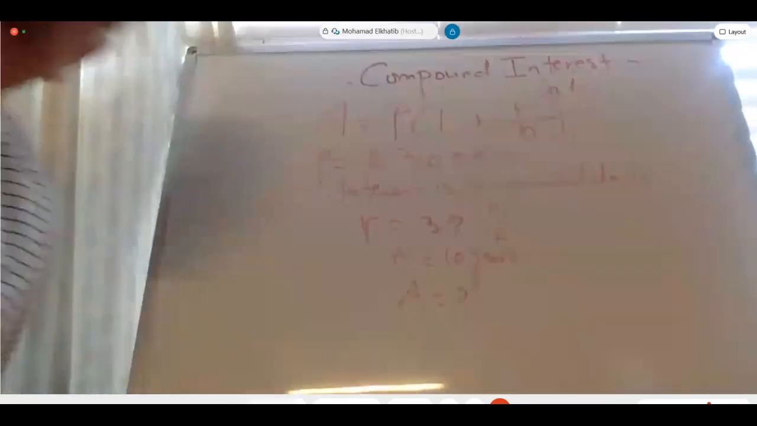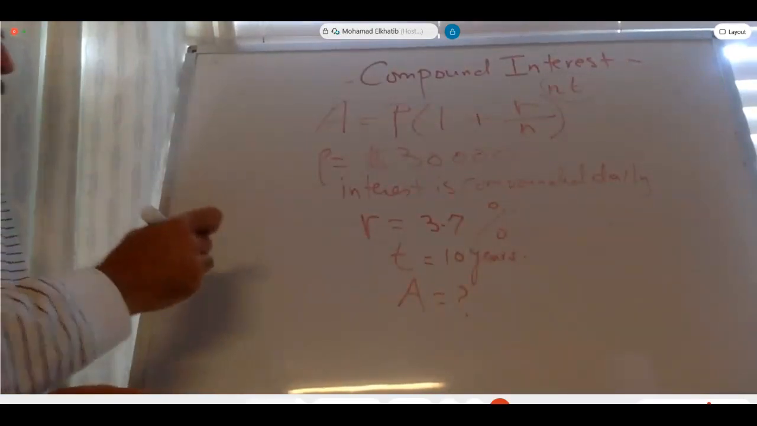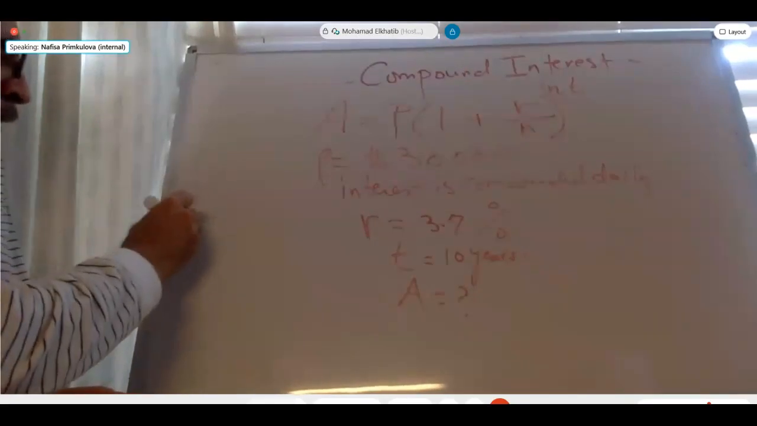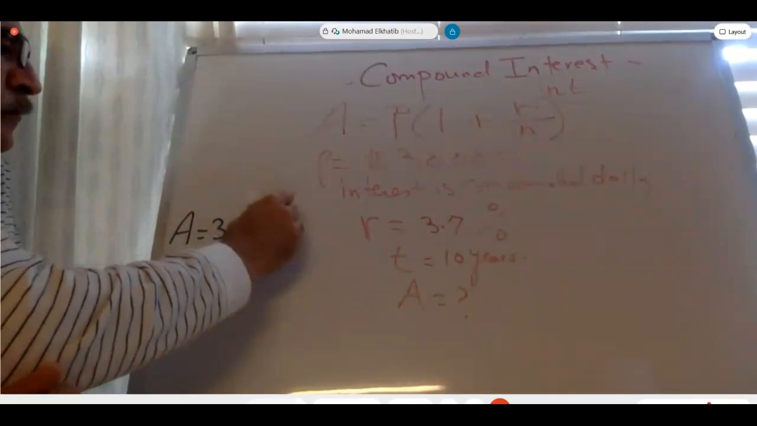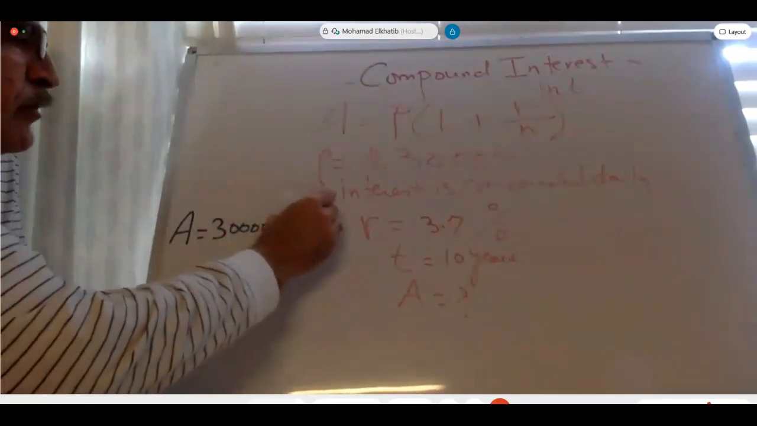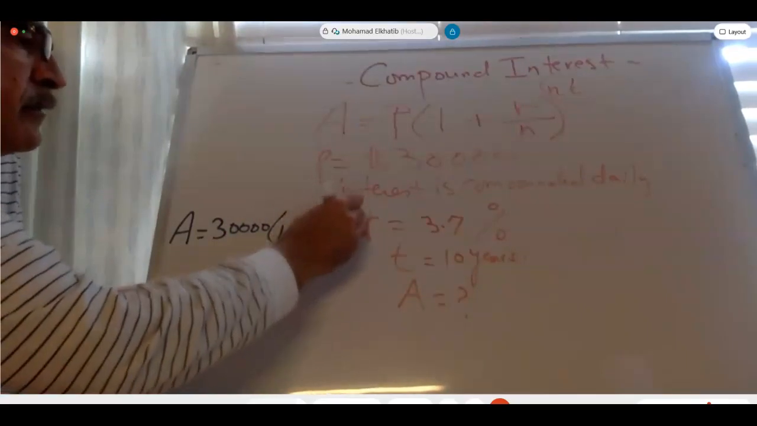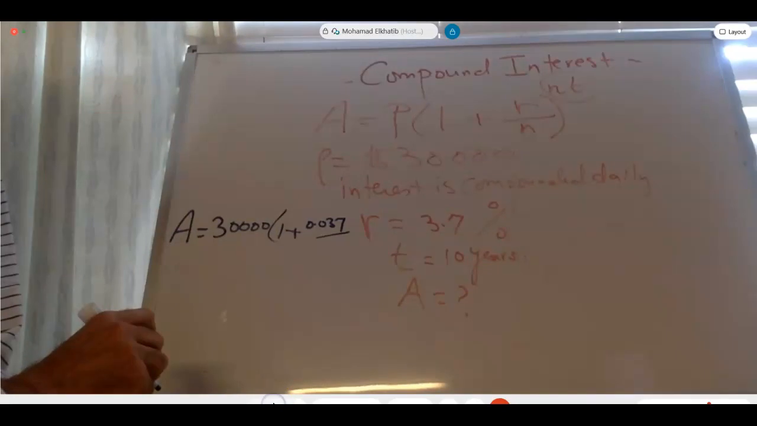All right. You ready? Anybody needs more time? All right. You all ready to see the answer? Yes. All right. A equals 30,000. r is 0.037. Correct? Yes.